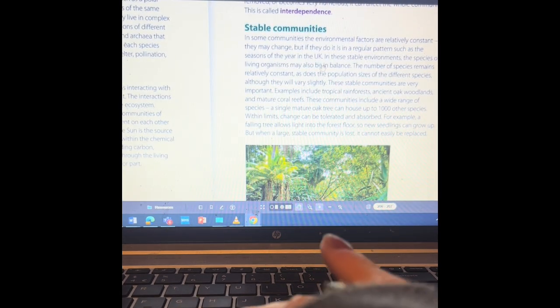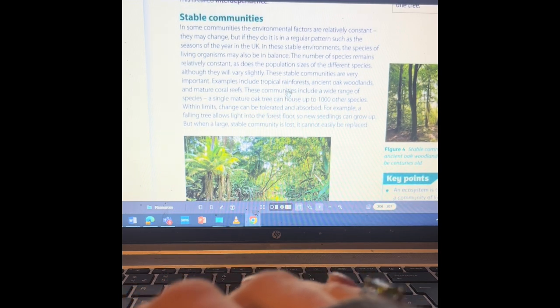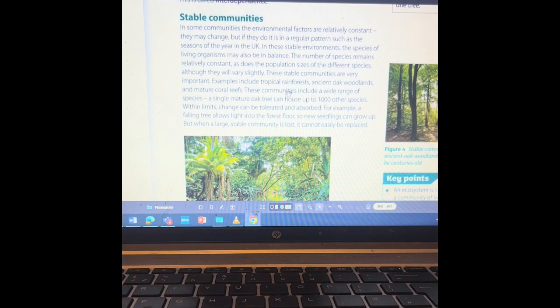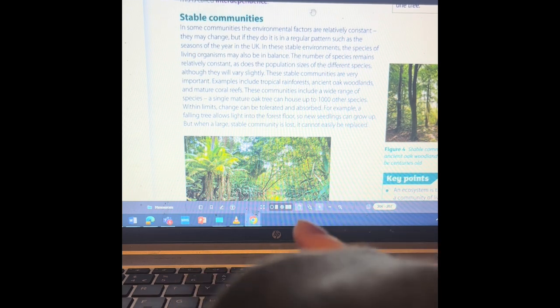The next bit here is talking about stable communities, and this really bothers me because it came up in an end of topic test that I did with one of my groups recently, and it came up as a 2 marker on what the definition is. So there's so much that it basically encompasses. I'm going to just go up. You can see here I've got the definition that I'm going to show you in a second.